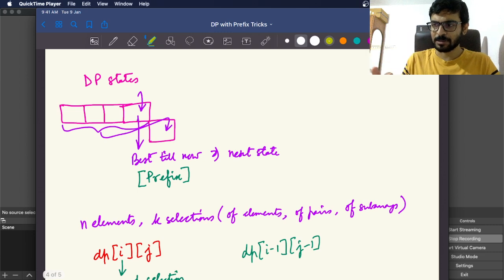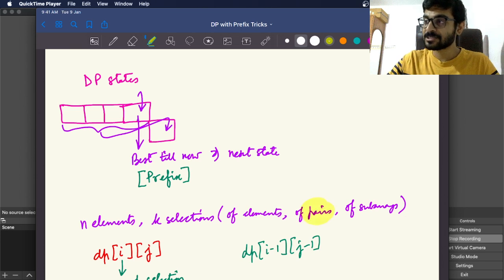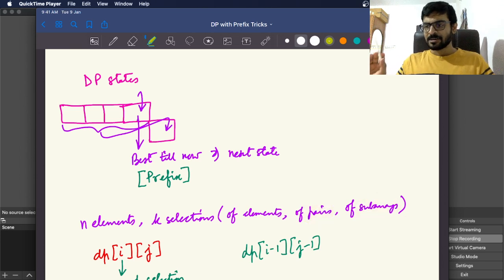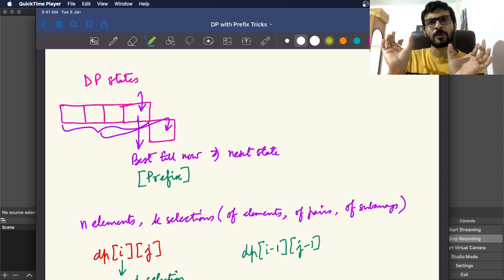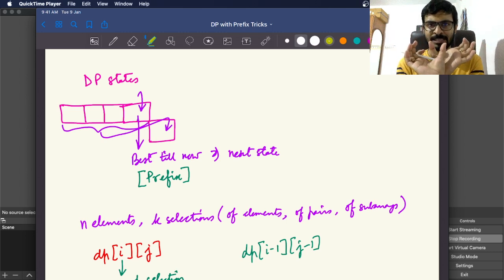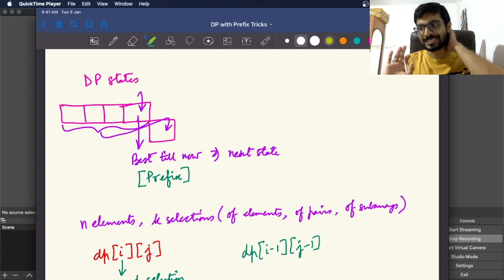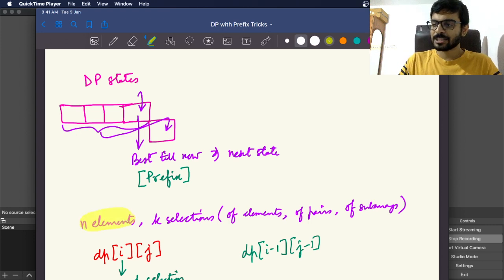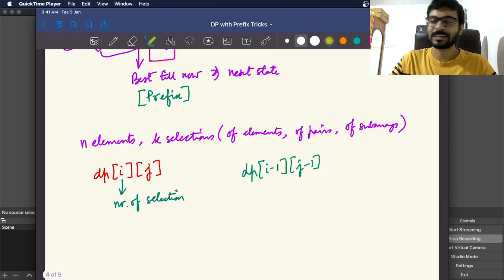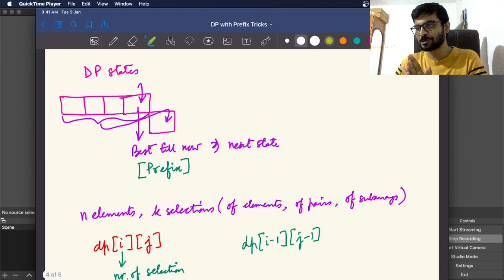You will find a good lot of problems where you are given n elements and you have to do k selections. The selections can be selections of elements or selections of pairs of elements or selections of subarrays. But one thing is that the selections will be sequential. You cannot have overlapping selections, something like that. So disjoint selections. You have n elements and you have to do k selections, and then what is the best that you get after k selections? That is what those questions are usually based on.